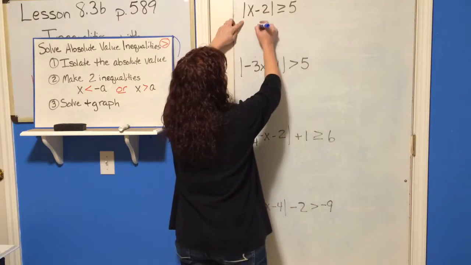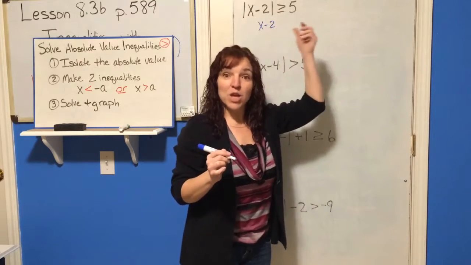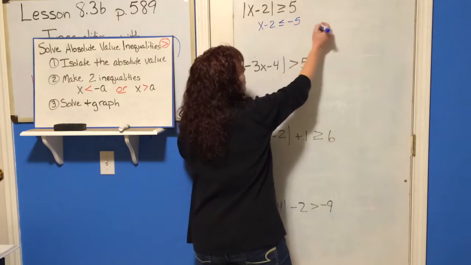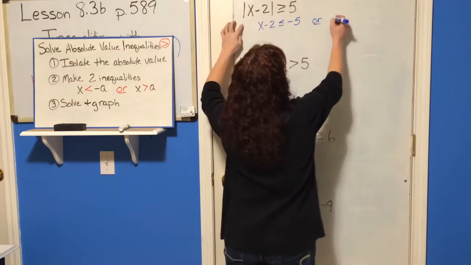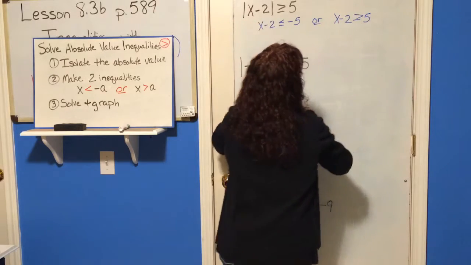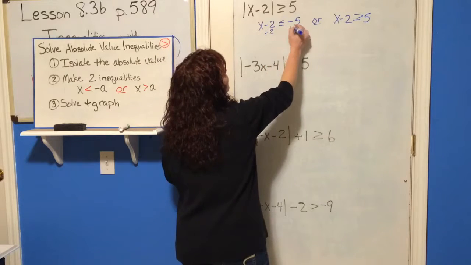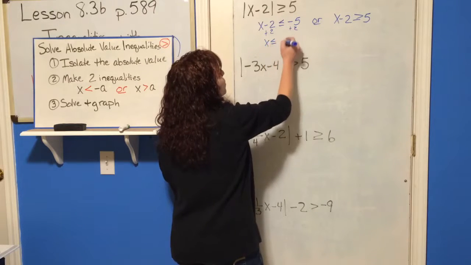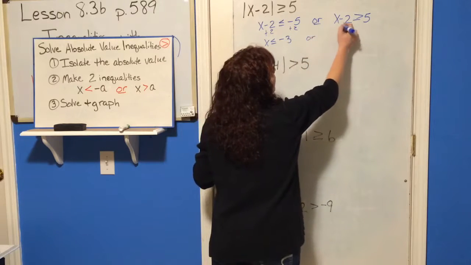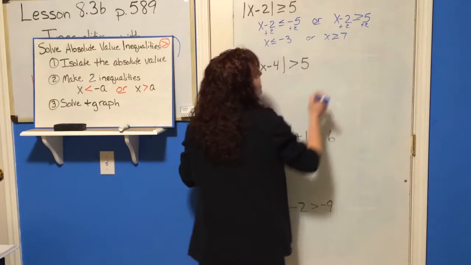So your absolute value is x minus 2. You're going to flip your sign and make your value negative. So x minus 2 is less than or equal to -5, or x minus 2 is greater than or equal to 5. Leave it just the way it is. Now just solve them. Add 2 to both sides. x is less than or equal to -3, or add 2 to both sides, x is greater than or equal to 7.